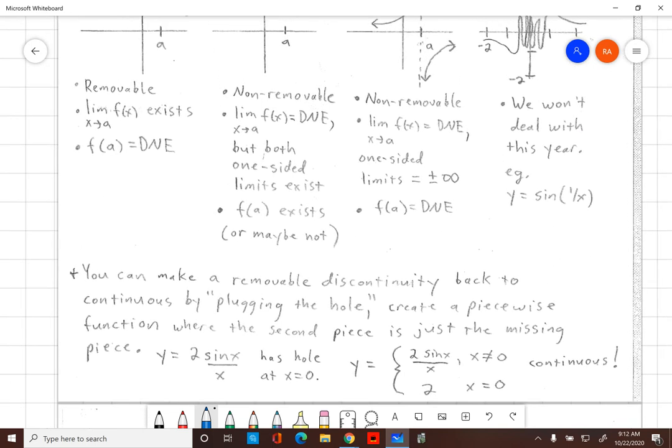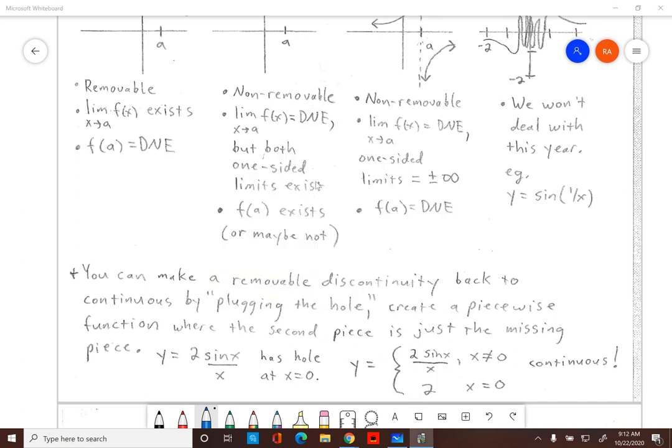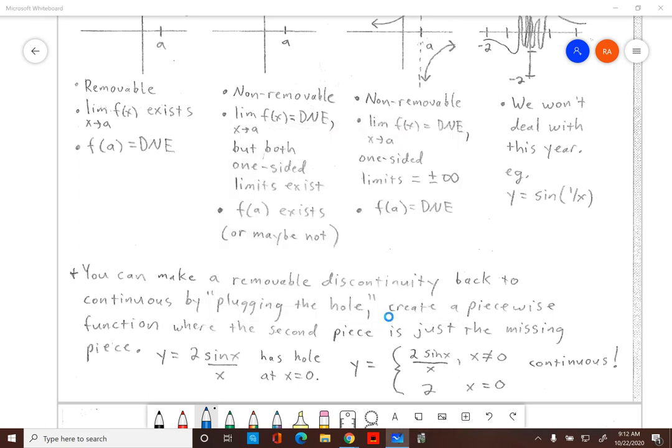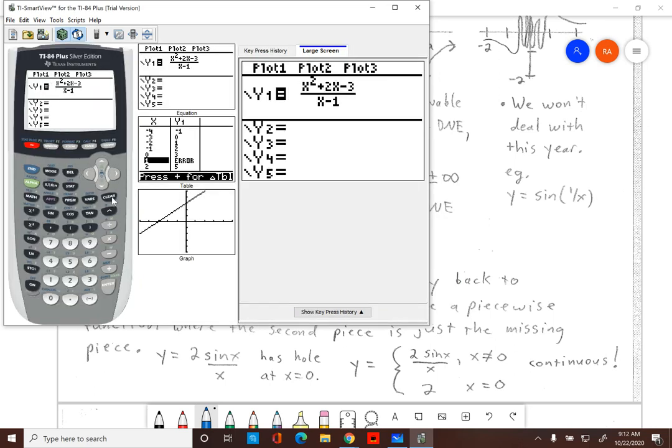So here's what I was talking about with plugging that hole. Say I have some function like 2 sine of x over x. Let's check that out for a second on our calculator, because this is that sine of x over x coming up again. Let me pull my calculator up. The limit as x approaches 0 of sine x over x equaled 1. That was the thing that I wanted you guys to memorize.